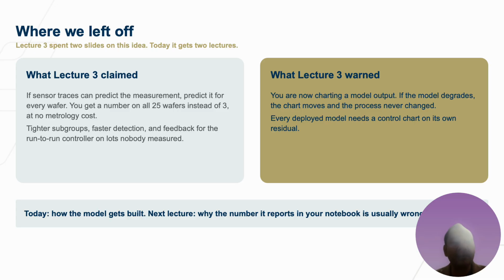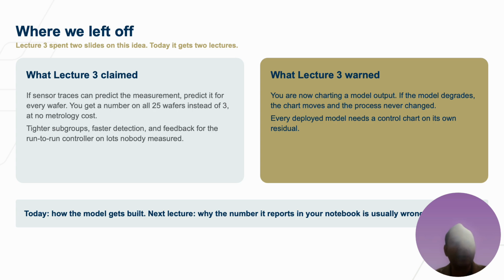You get a CD number on all 25 wafers instead of the 3 you could afford to measure, at no metrology cost. And 3 things follow: bigger subgroups, so tighter limits and faster detection; feedback for the run-to-run controller on lots nobody measures; and a number available seconds after the run instead of hours after it.